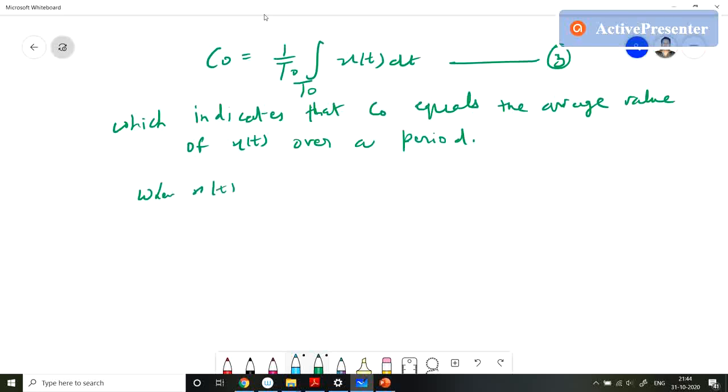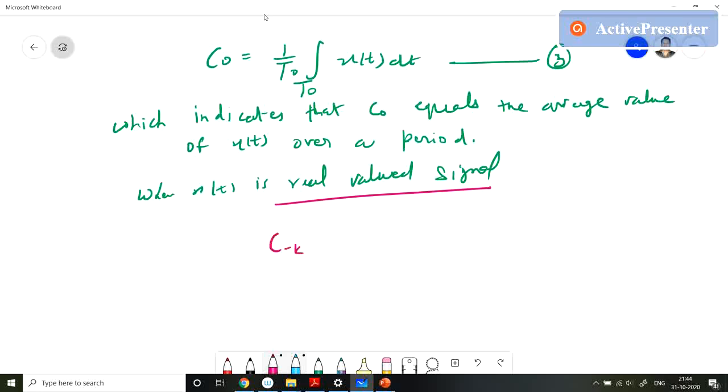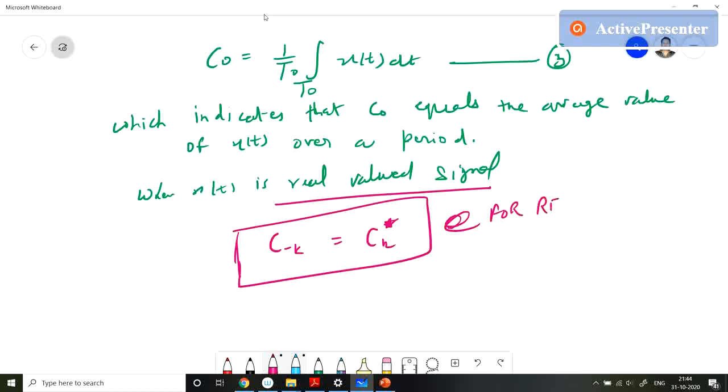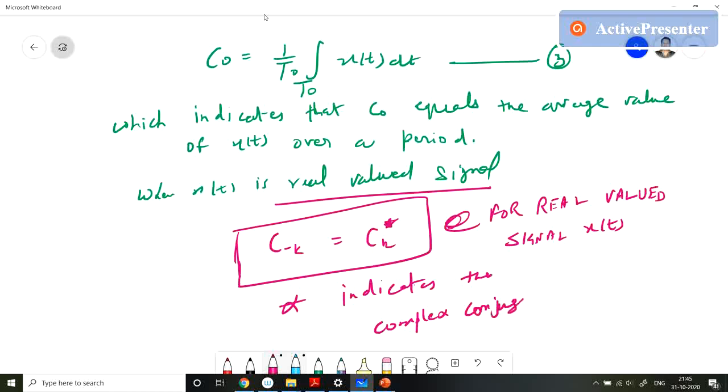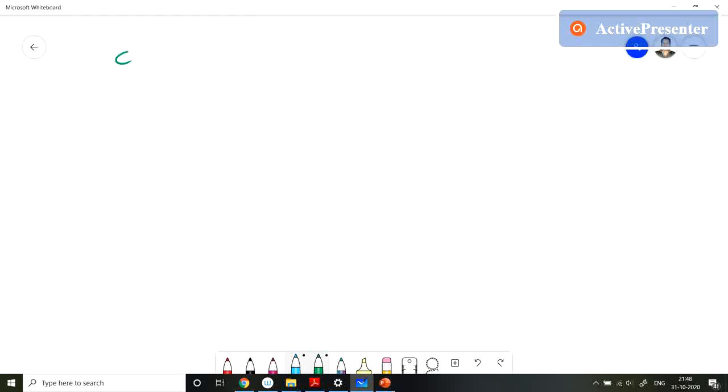Please understand that when x(t) is a real valued signal, then c minus k is equal to c_k conjugate. So for a real valued signal x(t), c_{-k} = c_k*. The star indicates the complex conjugate. So let us see the trigonometric Fourier series.